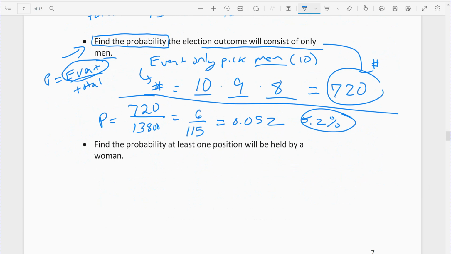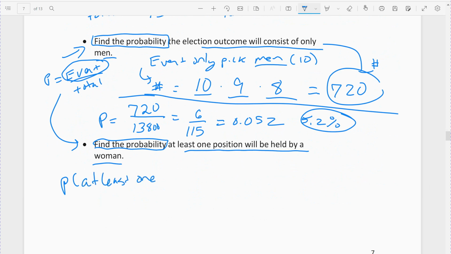The next one, find the probability. So again, probability. At least one of the positions will be held by women. So the probability you get at least one woman elected. Well, remember the at least cases? We talked about this at the end of the 5.1 notes. The easier way to do that is taking 1 minus the 0 case. The 0 case is no women. Well, no women means you only get men, which we have. That was the previous one.